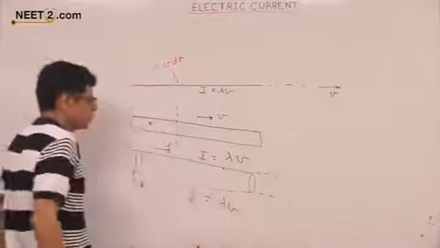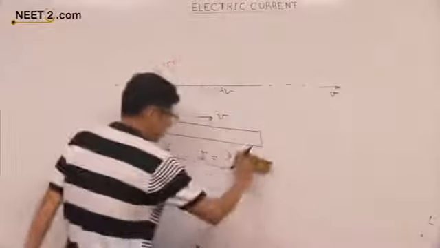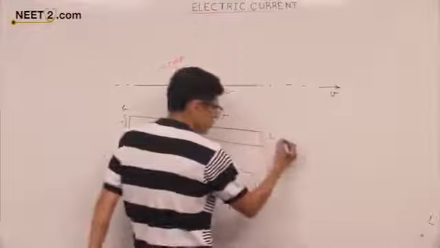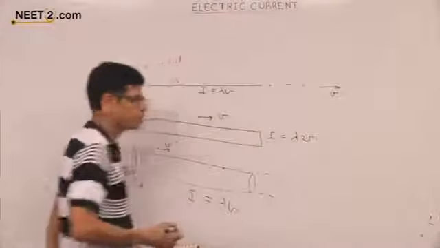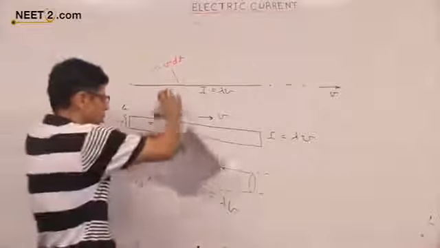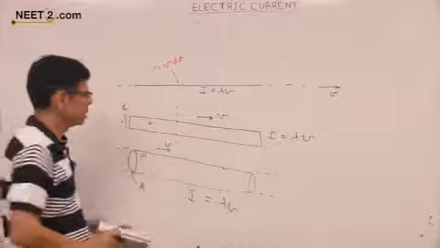You say, but sir, no, this is the answer to the second question, and let me write it close to the second question: lambda v. That's the answer. So you say, but what is lambda? There is sigma here. Well, you just collapse it into that situation. And so what is the charge per unit length?